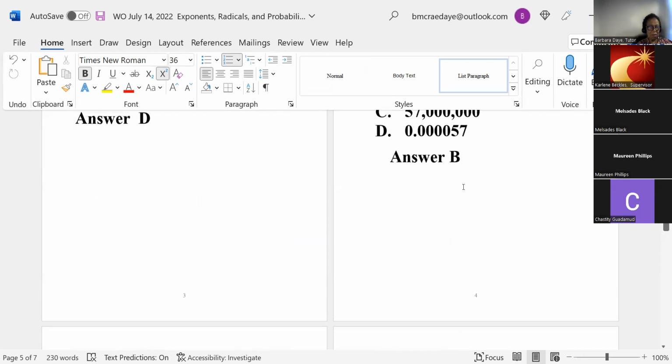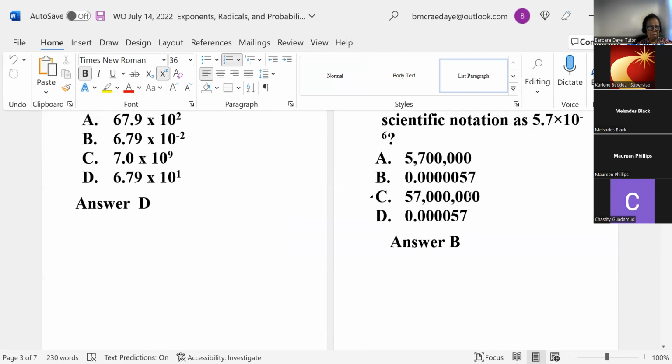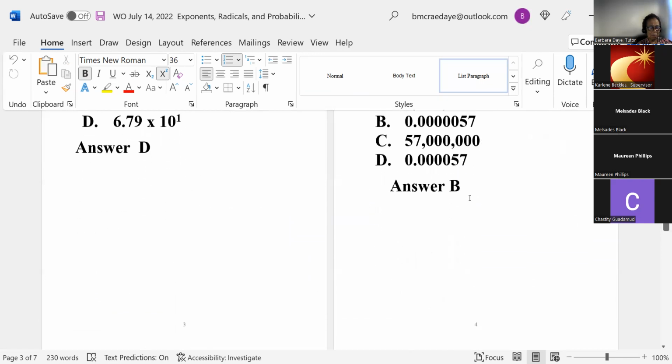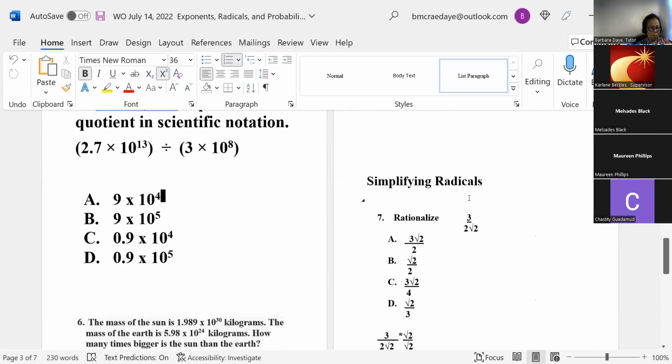But if you divide it like that, if you divide 2.7 by 3, you get 0.9. Yes. And then you subtract. But if you divide 27 by 3, you get 9 times 10 to the power 5.